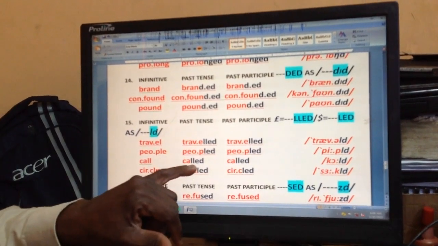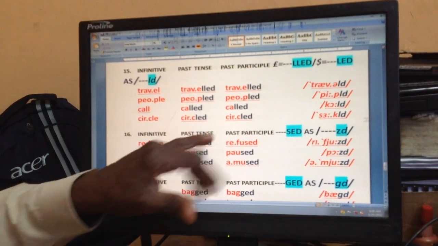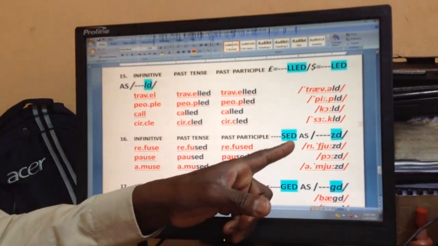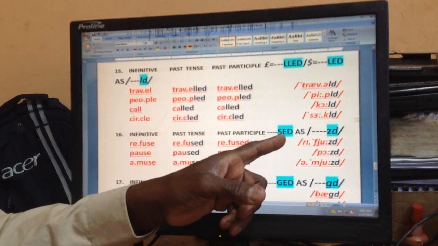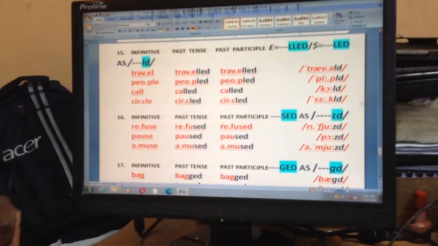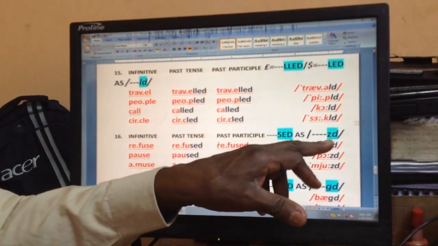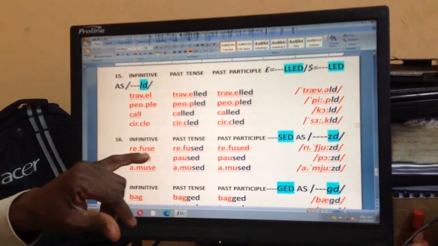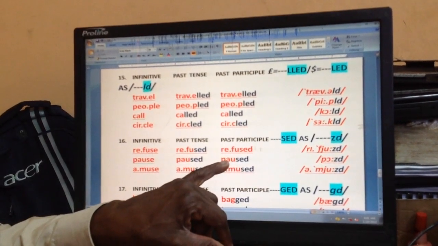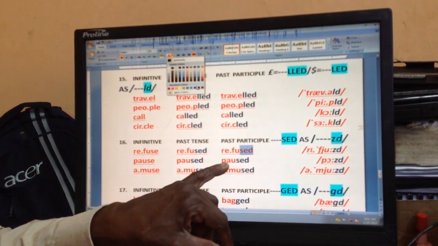Peopled, cold, circled. So that's how they are supposed to be pronounced. We come now to this one, ED being attached to S. You remember, we did that one on base, but look at this one now. Instead of based, it is now zd. So we get refuse, refused, refused. This one is supposed to be dark blue, not the way it is.